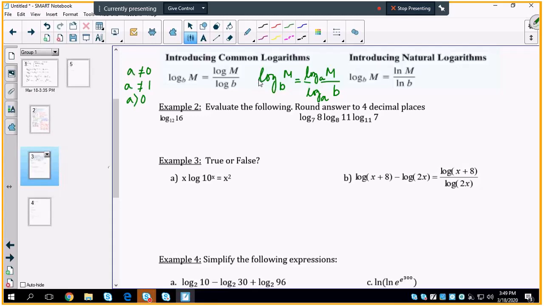Why are we going to use that to help us? If I want to know log of 16 to the base 12, how much is that quantity, and round it to 4 decimal places? How do I do that? Well, write it as log of 16 with respect to base 10 over log of 12 with respect to base 10. In your calculator, you can compute both of these values. So let's see that. And remember, we are rounding to 4 decimal places.